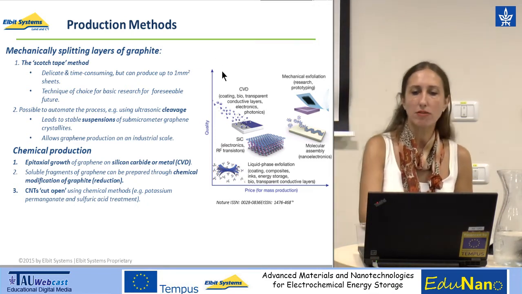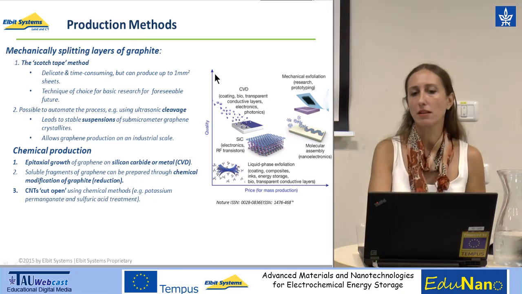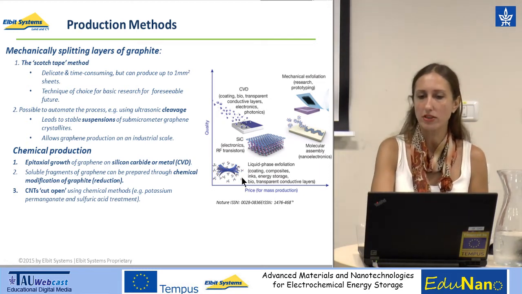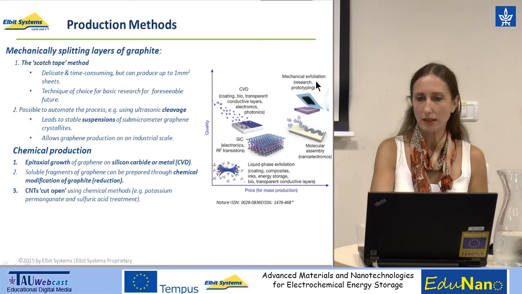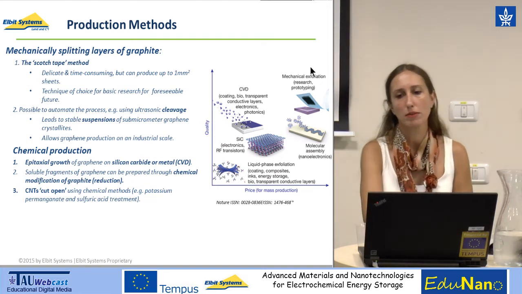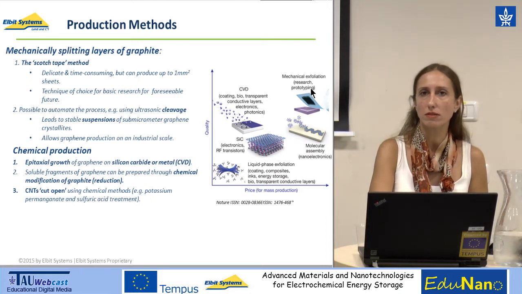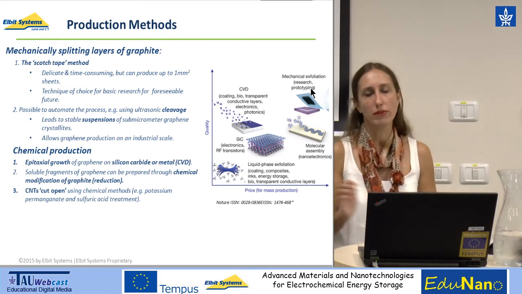So this graph over here actually tries to summarize schematically the quality versus the price, and the price is taken for mass production. And you can see here, for example, that the highest quality of graphene is attained via mechanical exfoliation, that Scotch tape technique that I talked about before, and usually it is done in the research institutions, in the academia, or for producing a prototype in order to show a proof of concept.